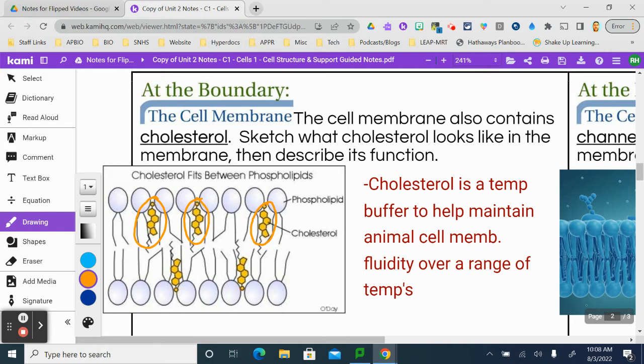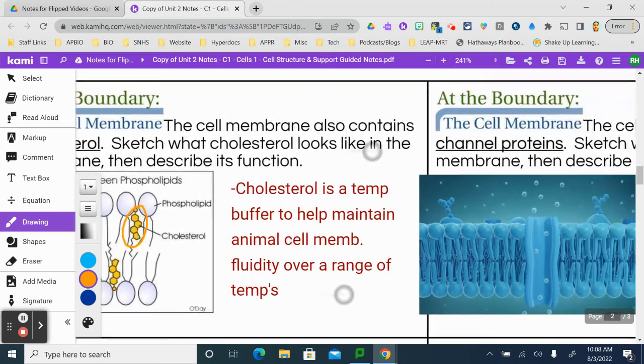What the cholesterol does is it ensures that at lower temperatures, it increases the flexibility or fluidity of this membrane. So cholesterol is important for maintaining the overall fluidity in both high and low temperatures.